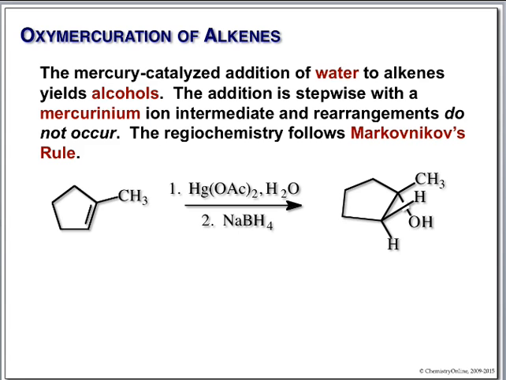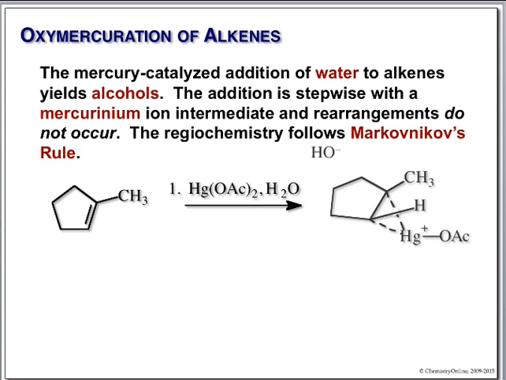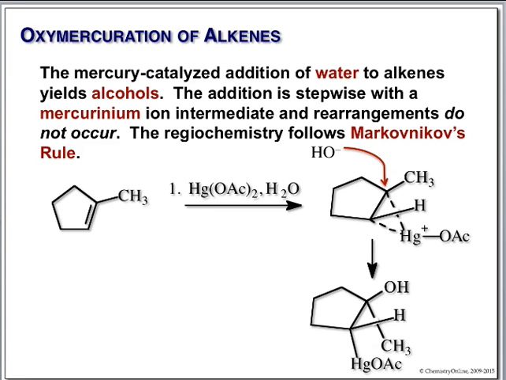Why does this work? Well, because we're going to form what's known as a mercurinium ion. Now you should look at this and say to yourself, wow, that looks just like a bromonium ion, except different, of course, right? So this is our mercurinium ion. And just like the bromonium ion, this will undergo attack by water to give us this addition intermediate.